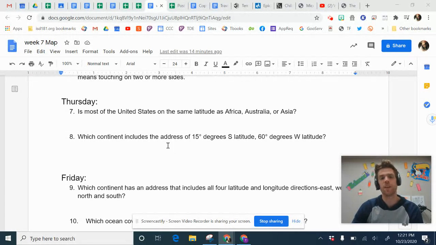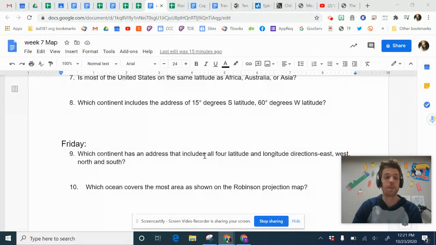The contiguous United States. Thursday. Is most of the United States on the same latitude as Africa, Australia, or Asia? So same latitude, like a ladder. So which one are we across from? Which one do we line up best with? Africa, Australia, or Asia? Again, scroll up. You can totally find that one.